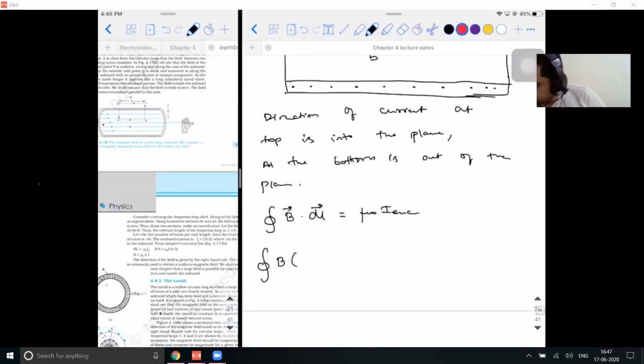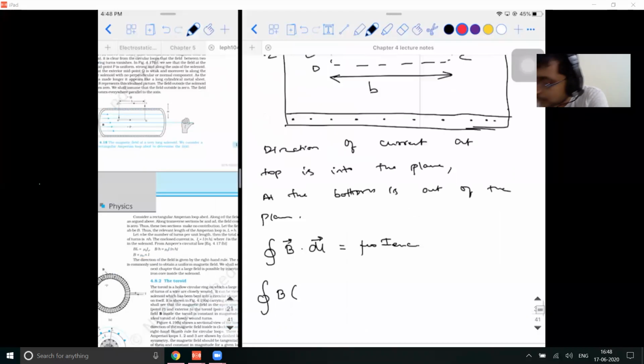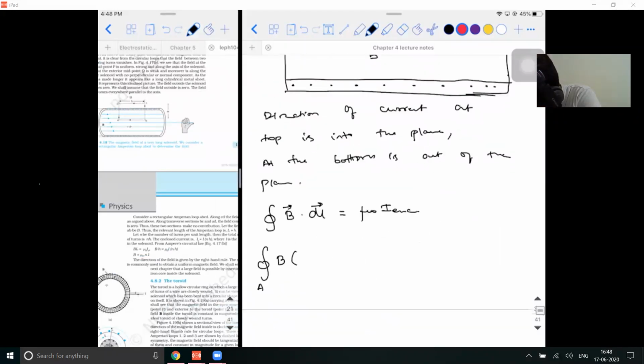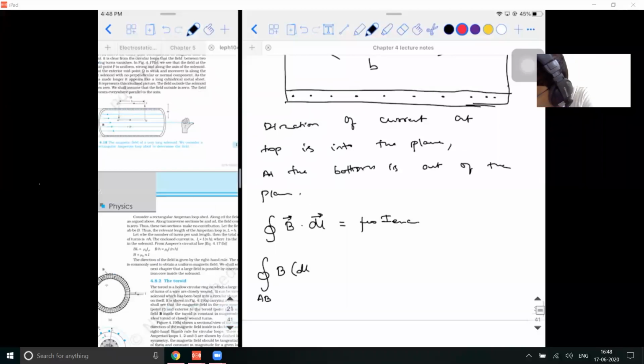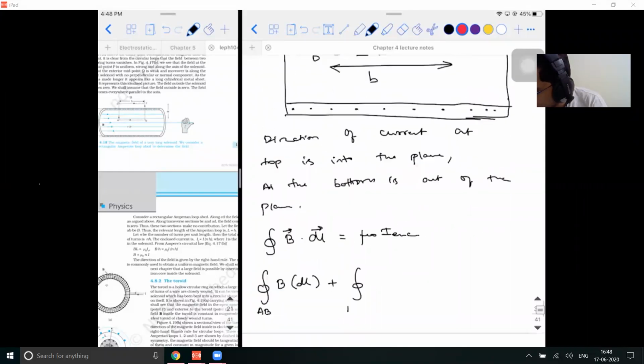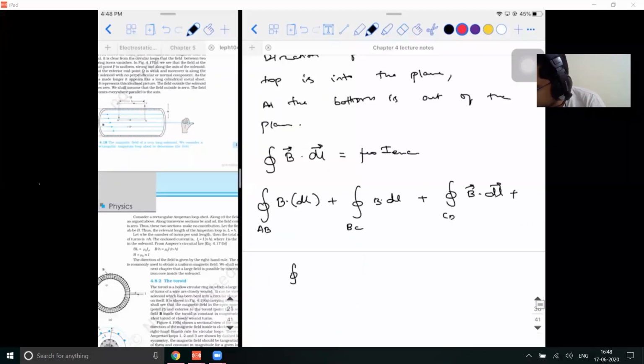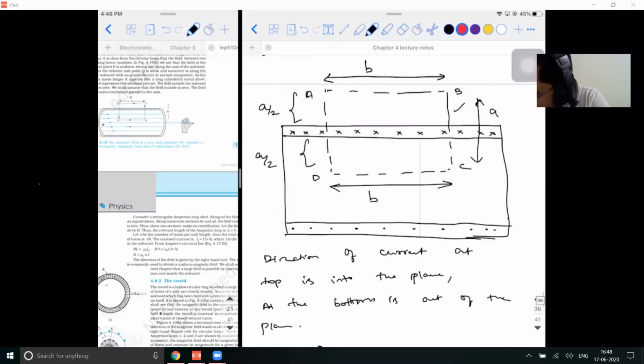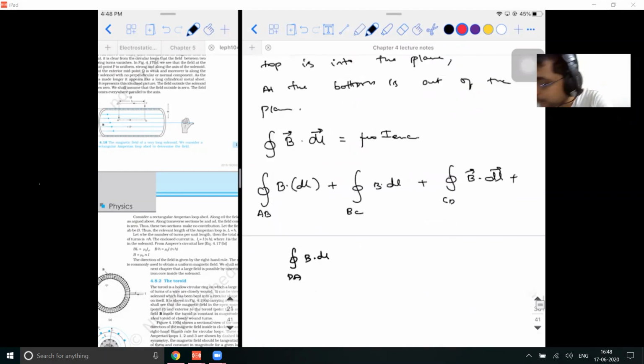So B into, see what I'm going to do is I'll write it as the line integral of B dot dl along AB, plus the line integral of B dot dl along BC, plus the line integral of B vector dot dl vector along CD, plus the line integral of B dot dl along D to A. So what I did is I took the order. I went from A to B, B to C, C to D, and D to A. So this is the order that we are going to follow.